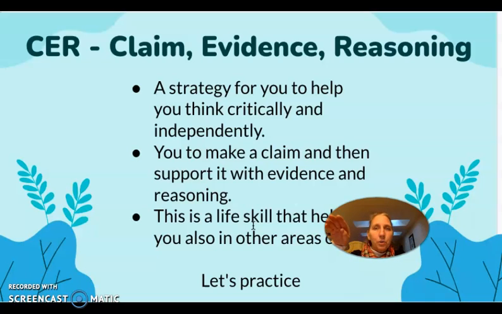3, I did all these chores at home. 4, I babysat for my cousin last week. All these pieces of evidence demonstrate that I'm responsible and I should be able to go out with my friends this weekend. So your ability to put a solid claim, evidence, and reasoning statement together will help you throughout life. Getting a job, getting a pay raise, convincing your parents to let you do something. All right, so this is a life skill.